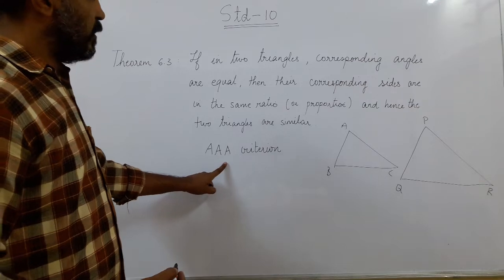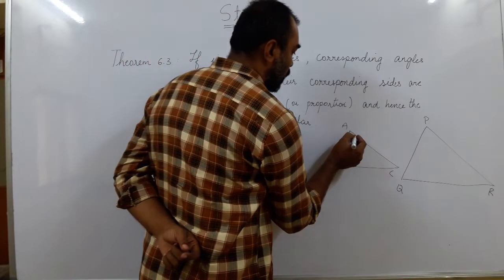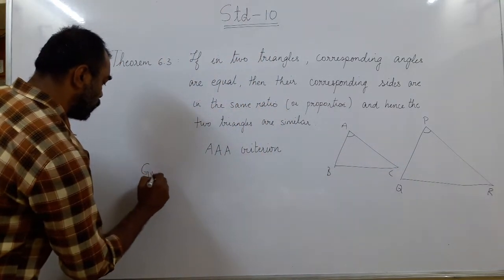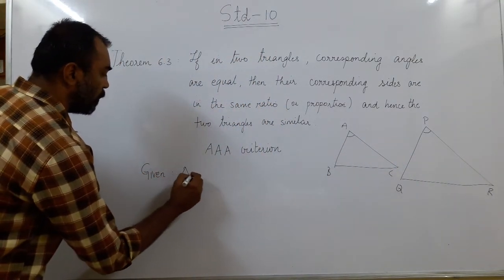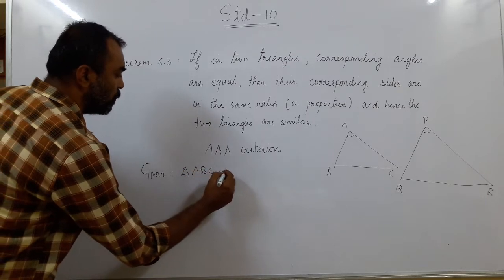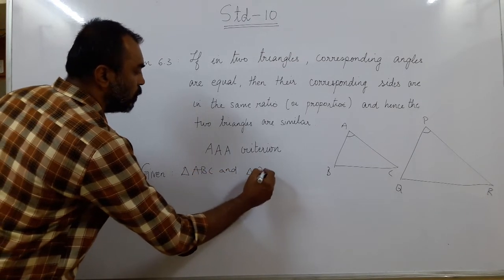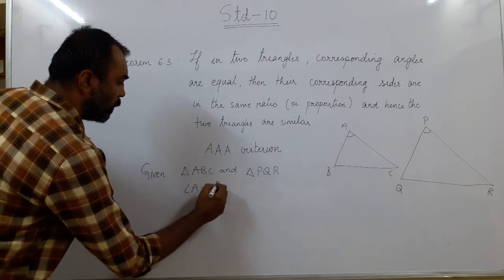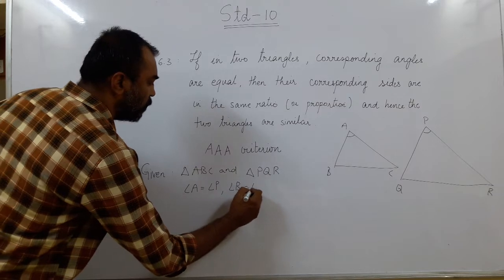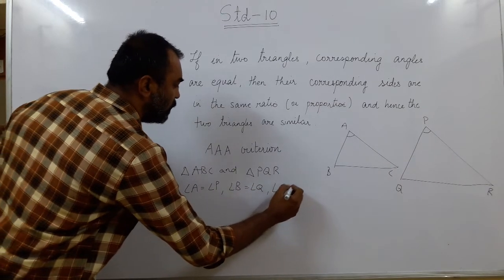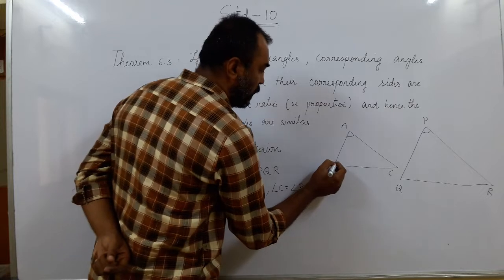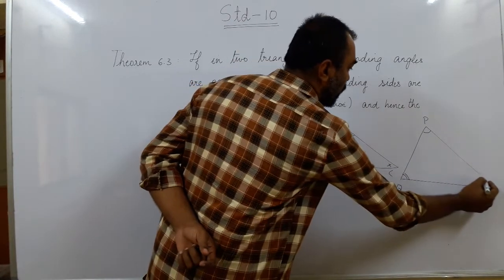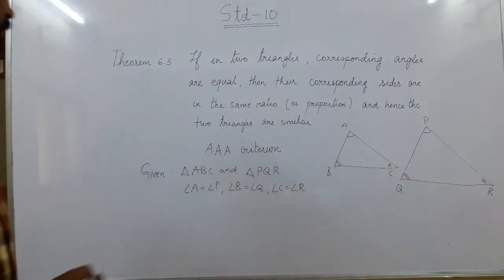What is given? The AAA, the corresponding angles are equal, means angle A is equal to angle P. It is given. So this is what is given to us. Given triangle ABC and triangle PQR. Also given angle A equal to angle P, angle B equal to angle Q, angle C equal to angle R. This is given to us, the angles are equal.